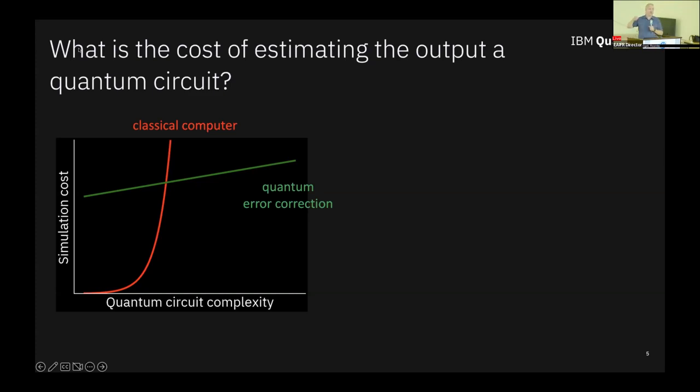To try to find a place, someplace in between, that gives us some protection against quantum errors, but without going to the full-blown quantum error correction. We've already heard a lot of mentions of this over the course of this conference.